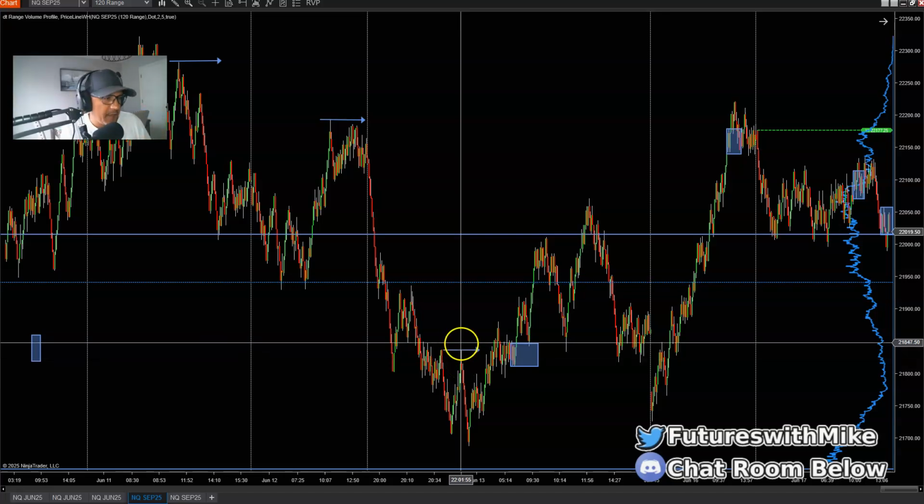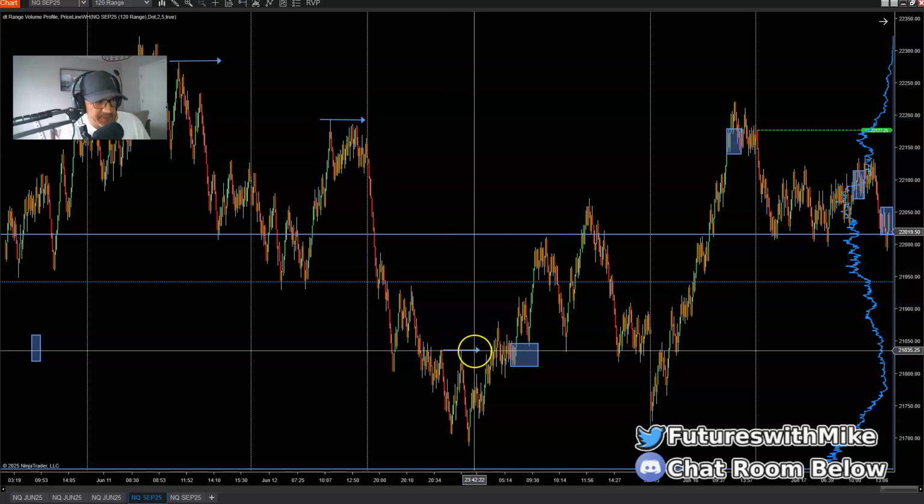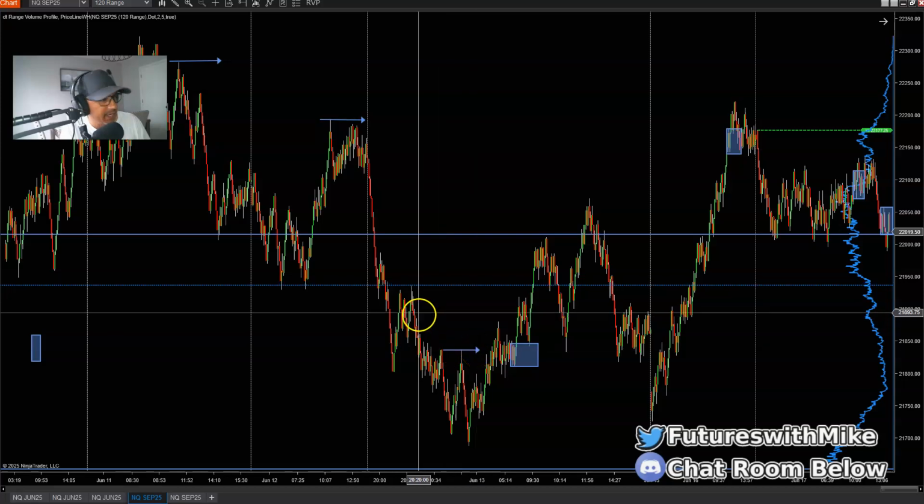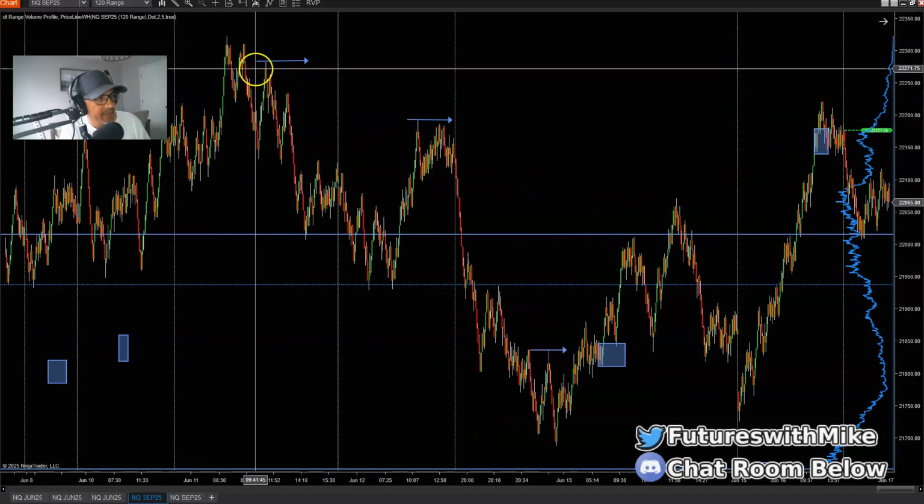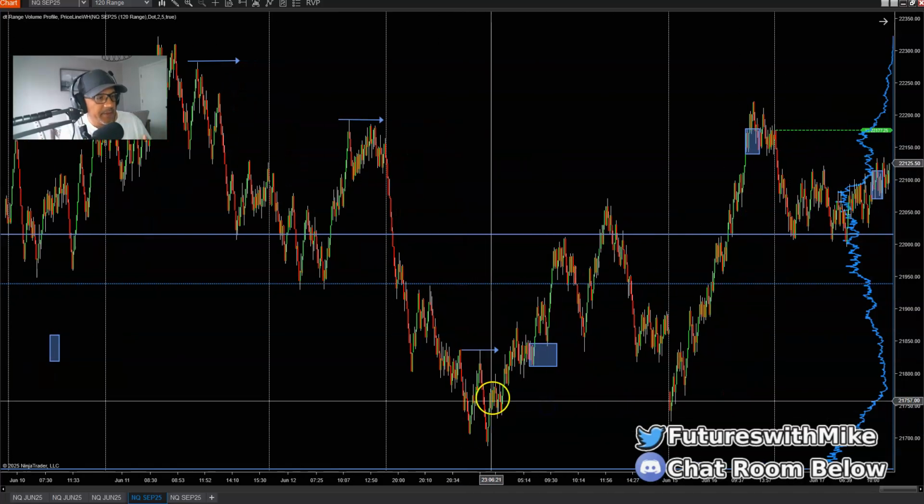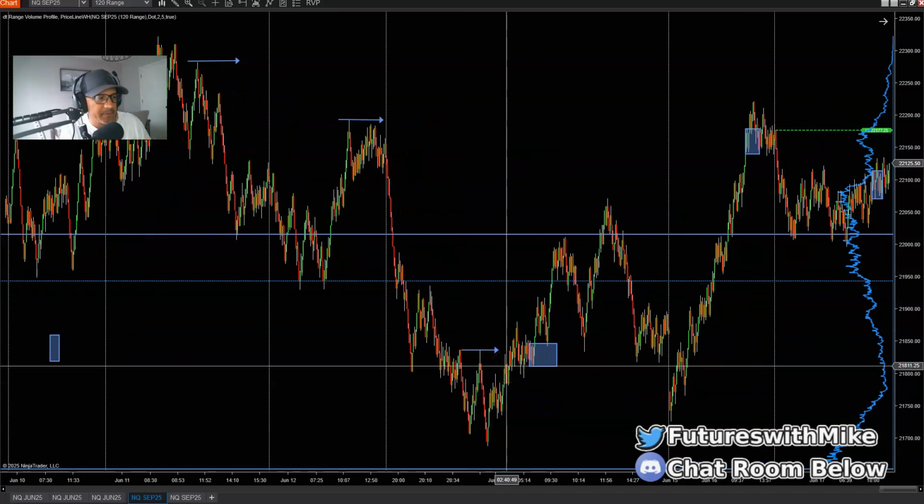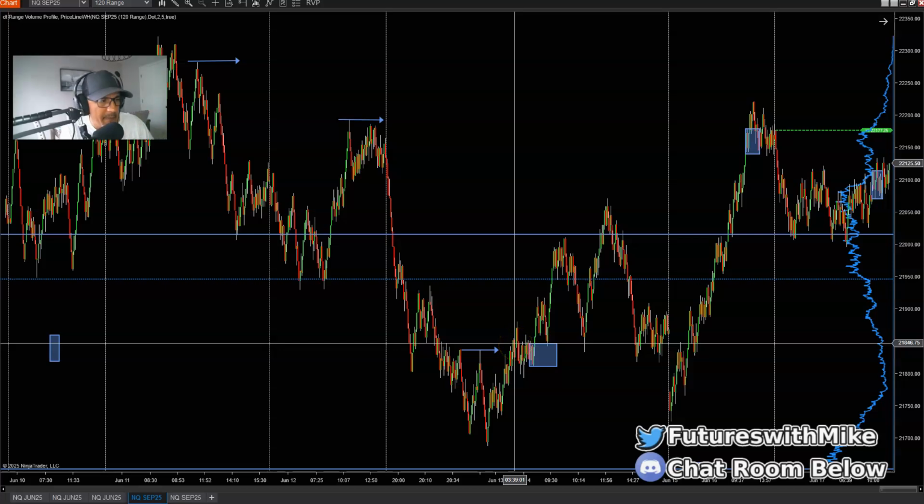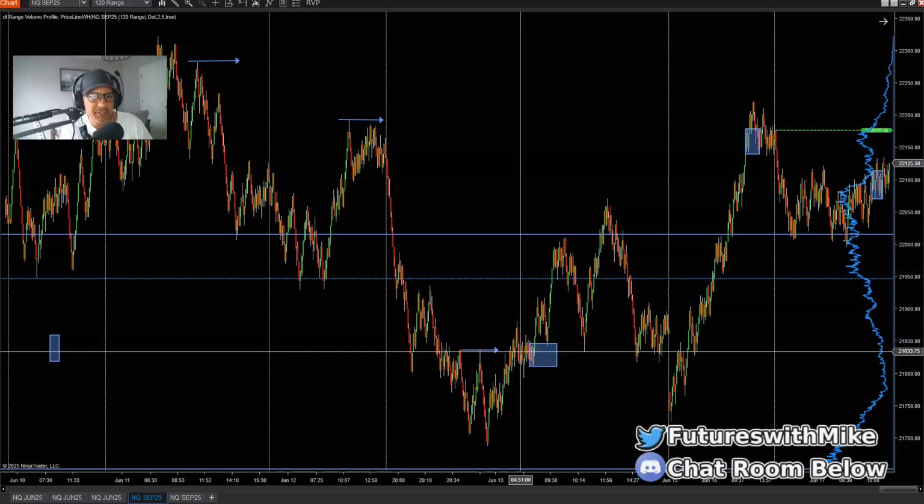When they start to take out those areas of structure back to the upside, like this first area of minor structure right here, again, this is a major high. These are minor areas right here. So if the market starts to take those minor highs out, then you can look for key pullbacks to areas of demand to actually go long.